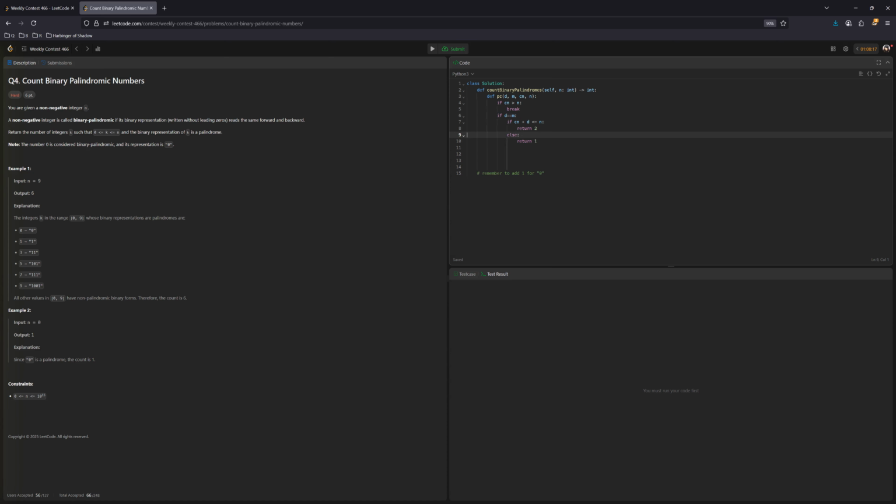Probably put this down here. Okay, how long is left in the... Oh my goodness, we have all the time in the world. Okay, assert D is greater than or equal to M.